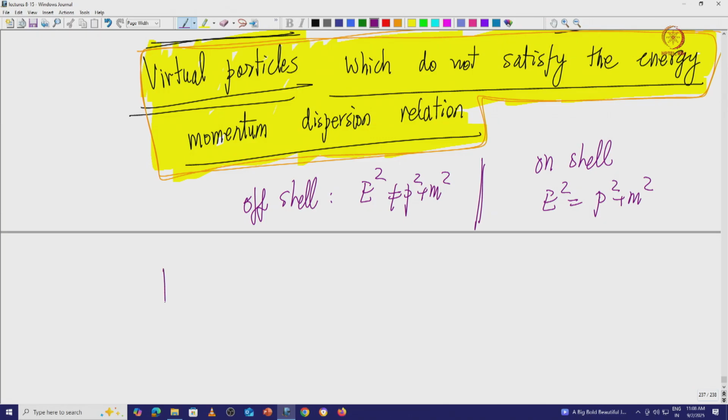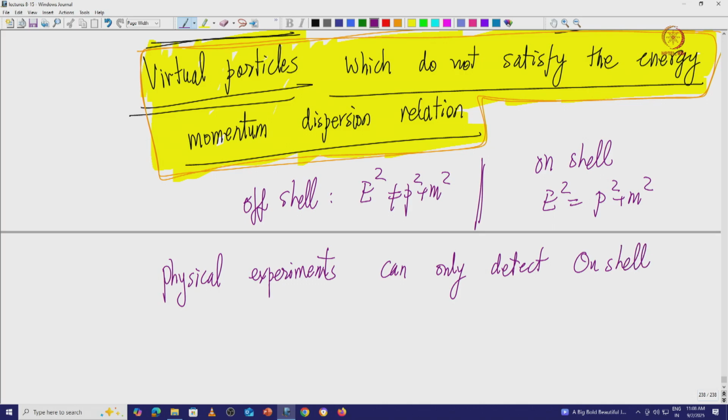Now, physical experiments can only detect on shell particles. So, in an experiment you can only see a particle which is physical essentially. Now, virtual particles cannot be detected directly, but their effects can be felt.